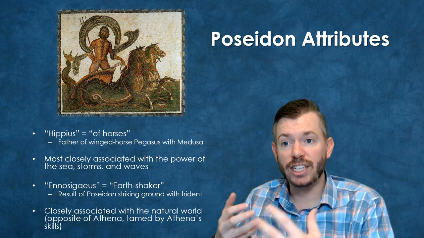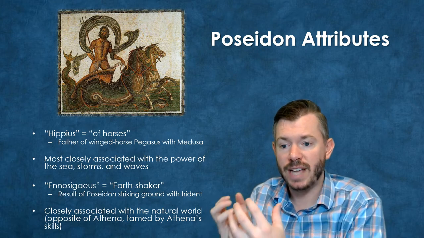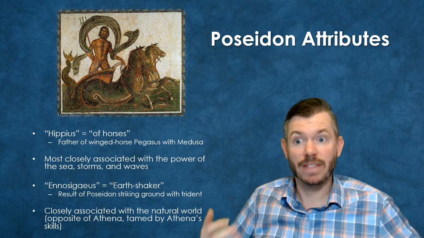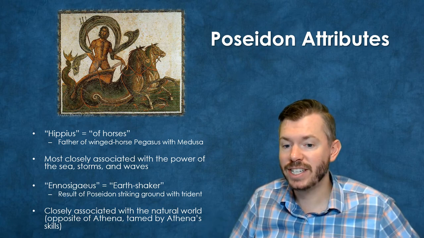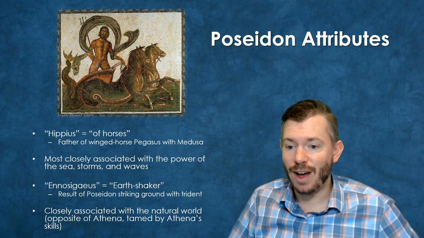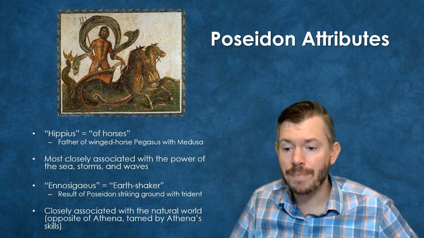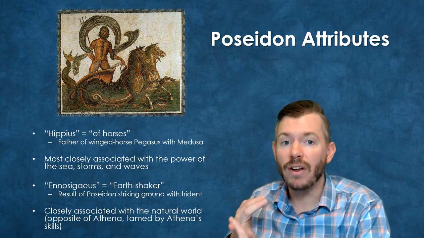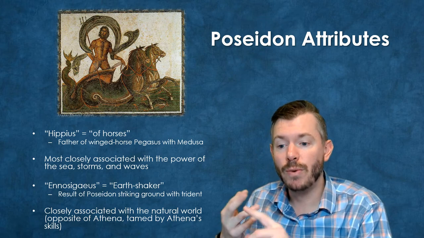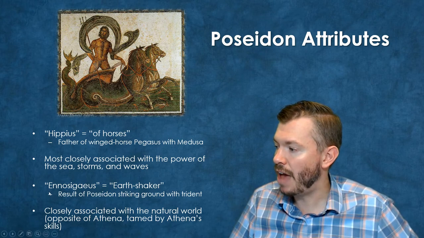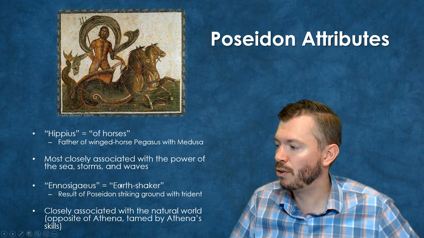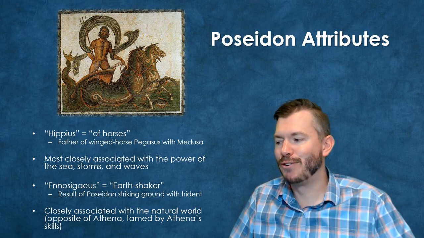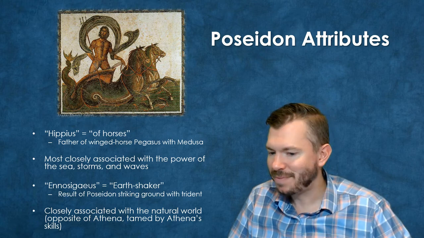And we see his association with horses, right? Often known as Poseidon Hippios, right? Of horses. He ends up being the father of the winged horse Pegasus with the monster Medusa. And we also see his association not only with the sea, not only with horses, but also with earthquakes, right? And we get his kind of epithet, Ennosigaios, the earth shaker. And those earthquakes result when he smashes the ground with his trident.